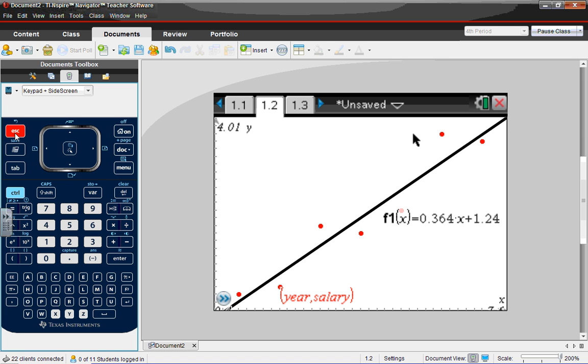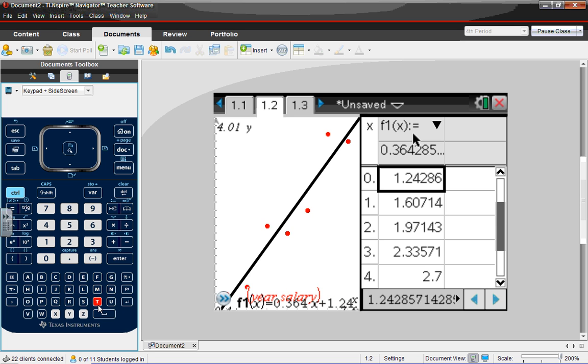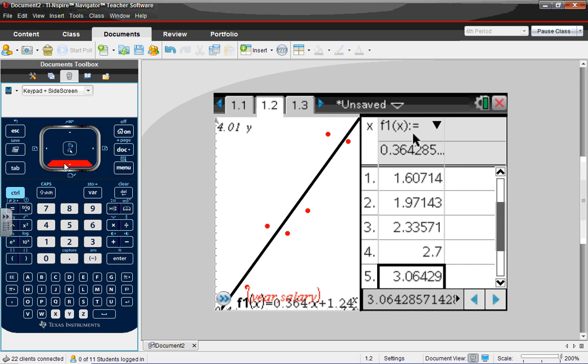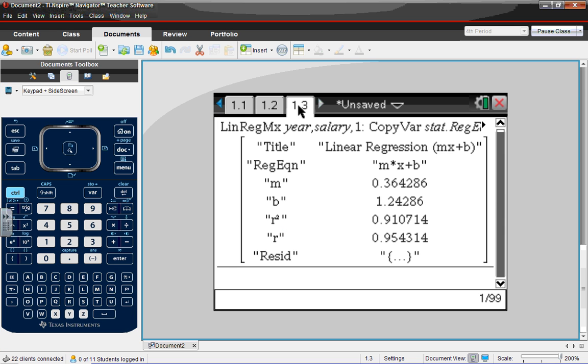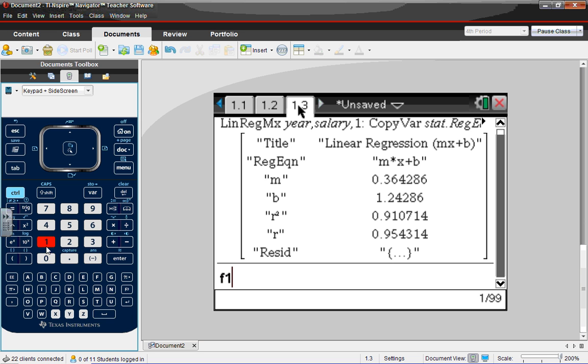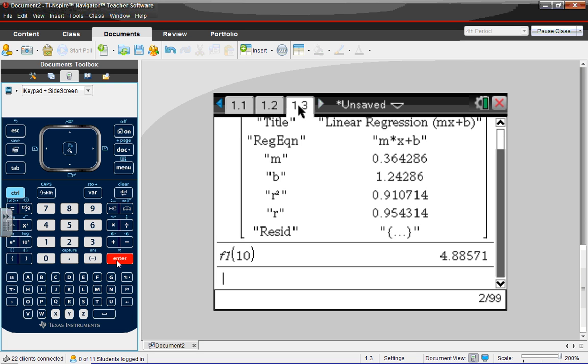How do I do this? Remember, I showed you 3 different methods. You can press Control T, and you can get it directly out of your table by arrowing down. Or I can go back over to my calculator page and I can do what? F1 parentheses 10. Do you remember that? And hit enter. And what's my average salary for a baseball player in 2010? 4.88 million, about 4.9 million, right?